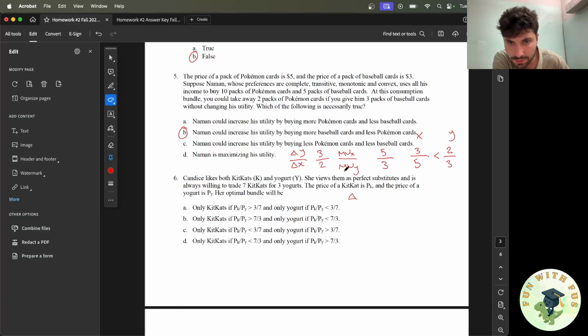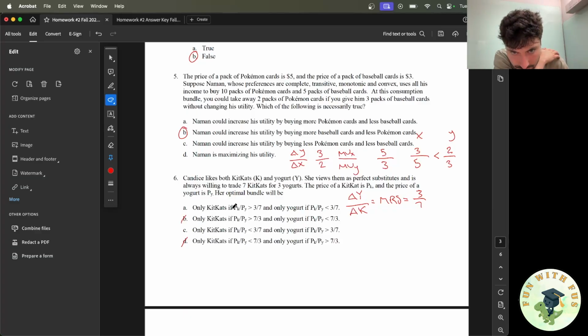So to start this problem, I note that we have perfect substitutes and we are given that the change in y over the change in k, that's just our MRS formula, equals the MRS, and that is equal to 3 over 7, because we got 3 yogurts for 7 Kit Kats. So here's our magic 3/7 that we can get rid of the rest of these guys.